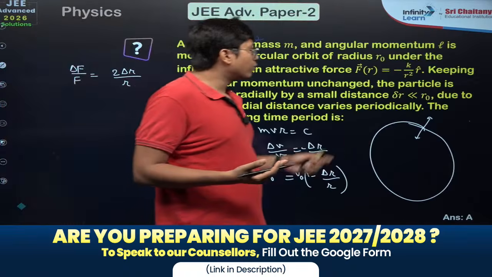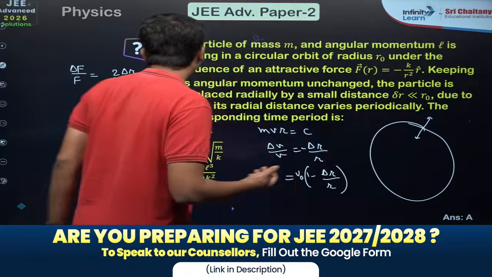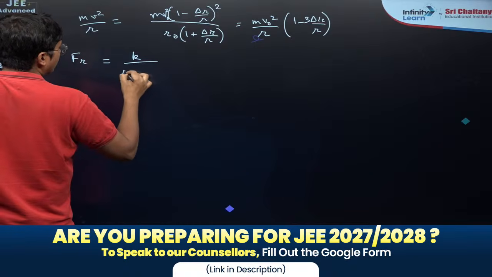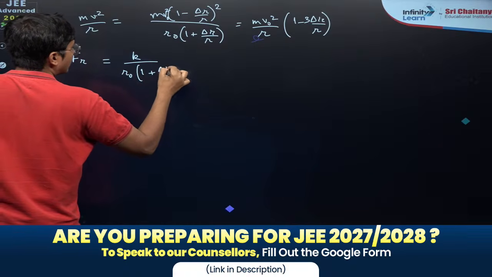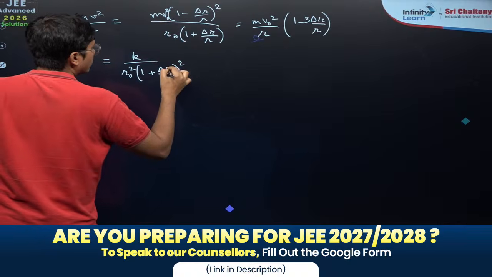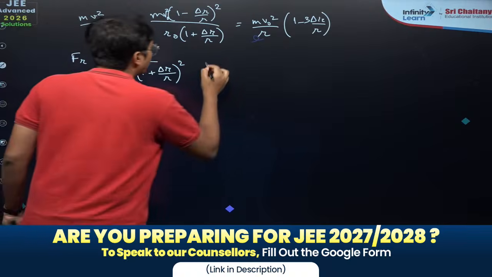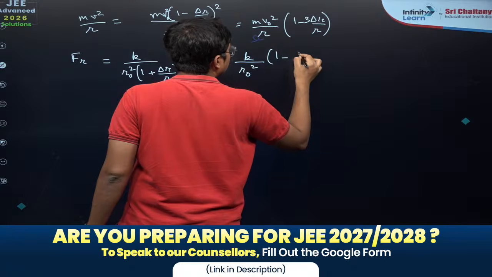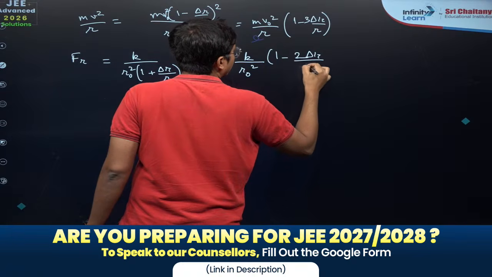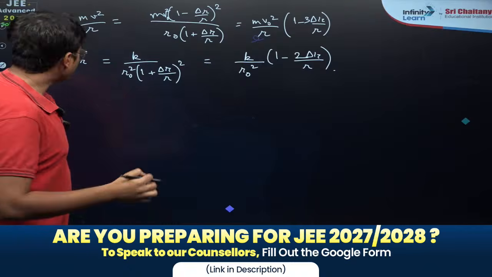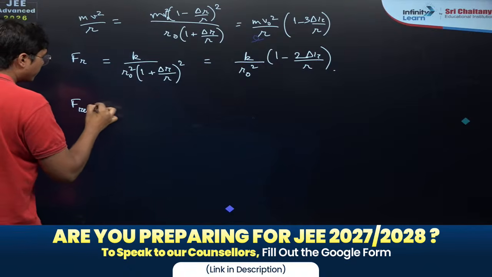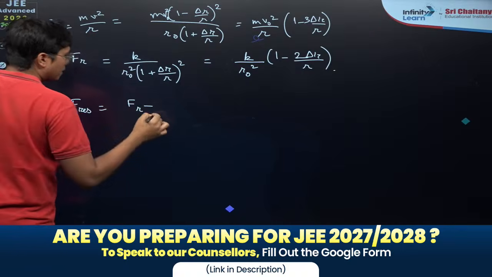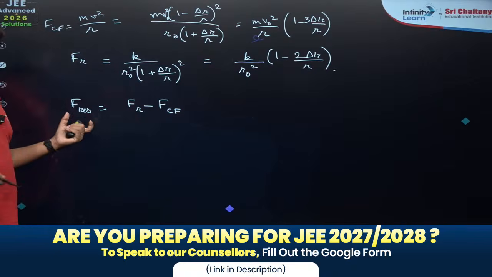And the new centripetal, the new attractive force Fr, is just going to be k by r0 into 1 plus delta r by r, basically square over here, which is k by r0 square into 1 minus 2 delta r by r. And the restoring force that you eventually have is basically the difference between the two. You have Fr minus FCF, I'll say. This is the restoring force.